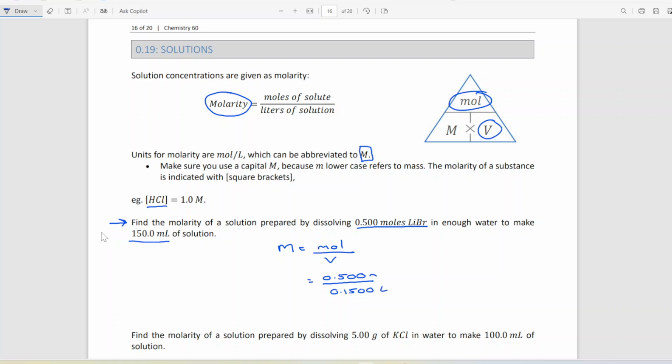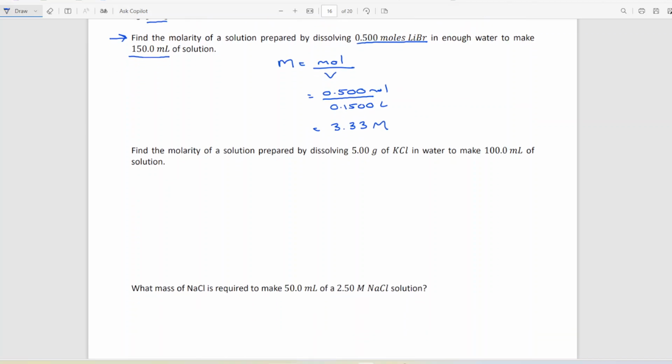So this is going to be 0.1500 liters. So then the concentration is just going to be simply 0.5 divided by 0.15, which gives you to 3 sig figs, 3.33 molar or moles per liter. Both would be absolutely acceptable. And then we can switch this around.